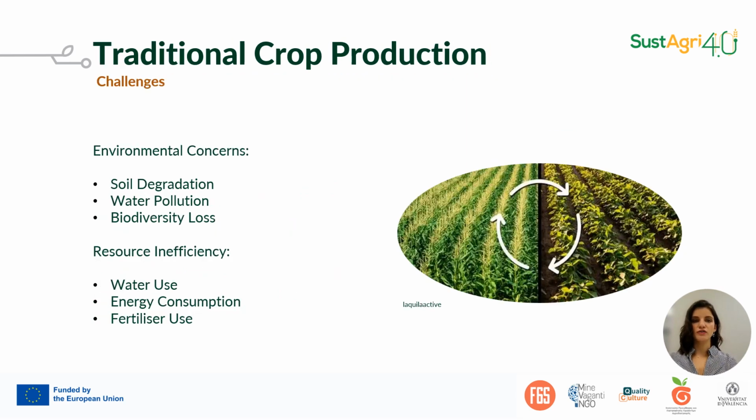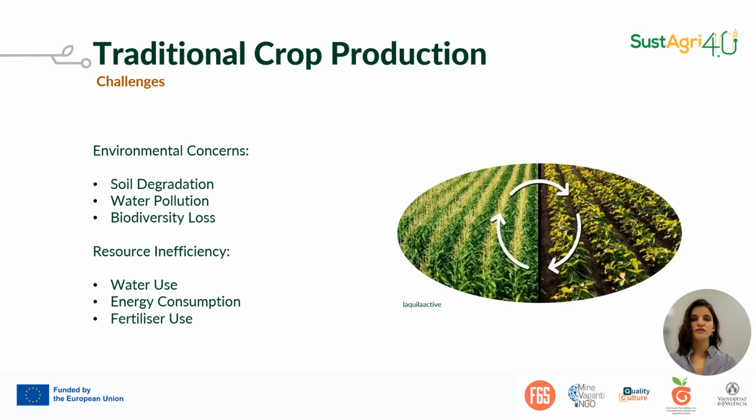Traditional crop production methods face several challenges that have adverse effects on the environment and resource efficiency. These challenges include environmental concerns like soil degradation. Intensive tillage and monocropping lead to erosion, organic matter loss, and degraded soil structure. Water pollution. Excessive use of synthetic fertilizers and pesticides contaminates water bodies, harming ecosystems and human health. Biodiversity loss. Clearing habitats, chemical inputs, and lack of crop diversity contribute to biodiversity decline.